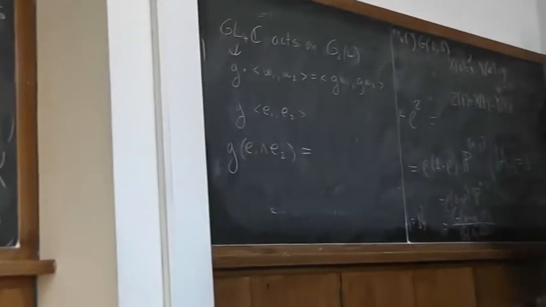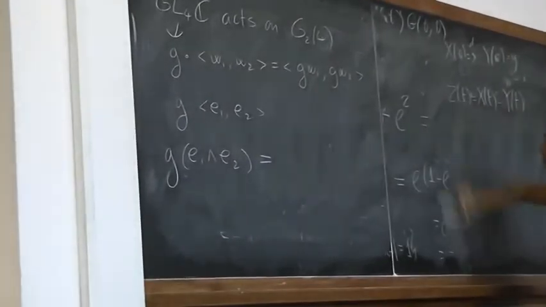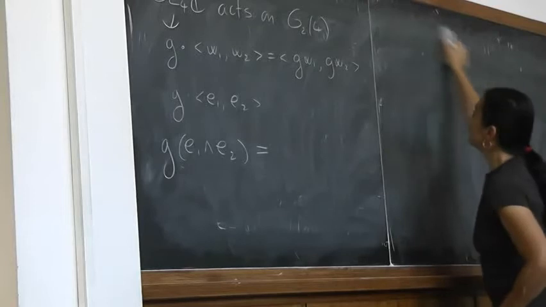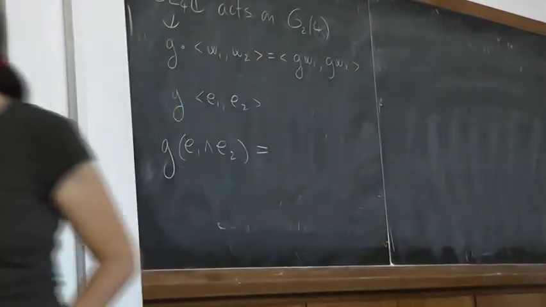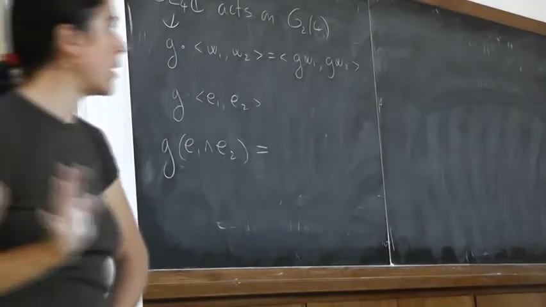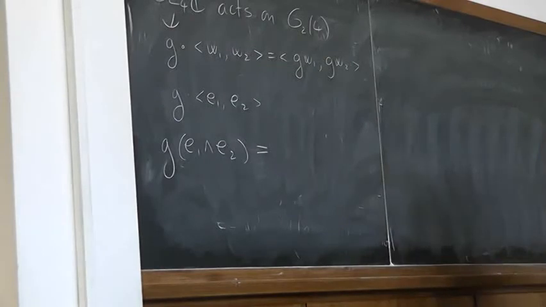So let me write this observation. This is not a generic element in the wedge, okay? This is a special element, because the generic element will be a sum of things done like this. These are called decomposable elements. Okay, it doesn't matter. So, what I was going to say.